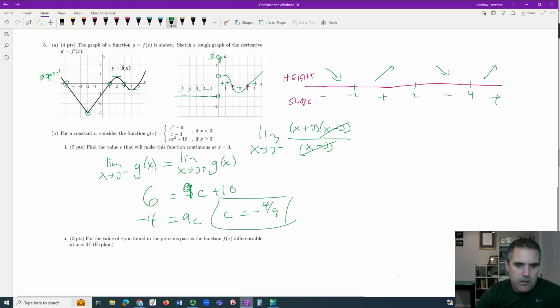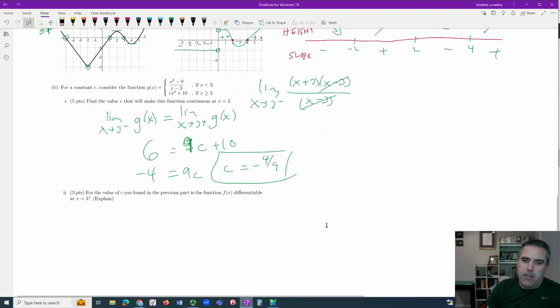For the value you found, is it differentiable? So that question's asking about the slope. The slope from the left and right, are they the same? So we would have to check. On the right, the derivative would be 2cx. If we plug in that and we plug in 3, we get 2 times -4/9 times 3. So we get -8/3. What about from the other side?